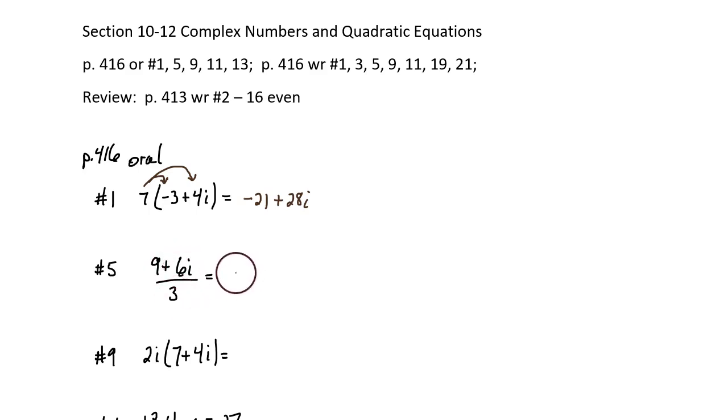Number 5, divide both terms in the numerator by the 3. So 9 divided by 3 is 3, and then 6i divided by 3 is 2i.